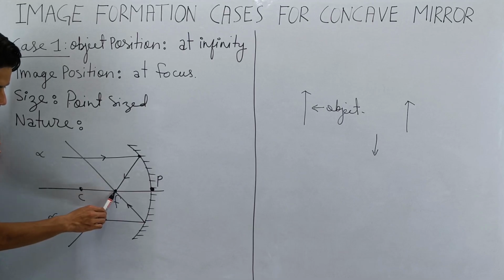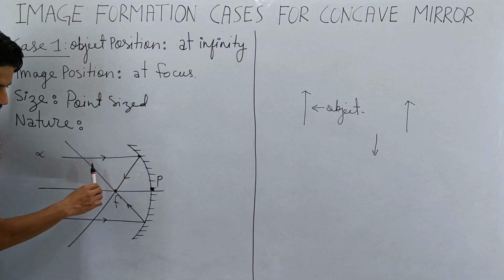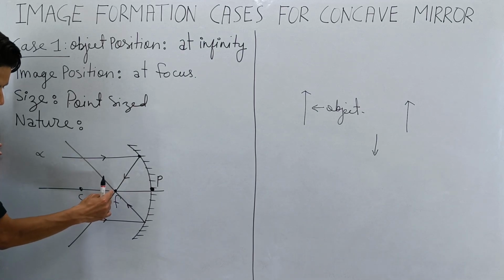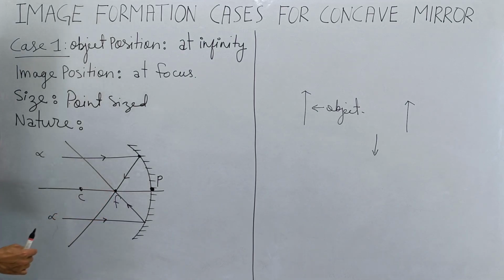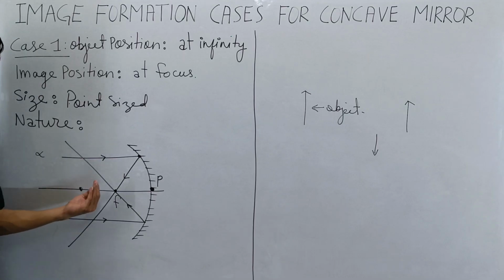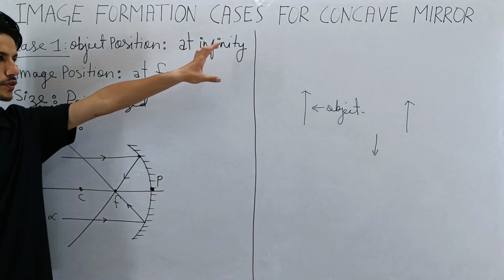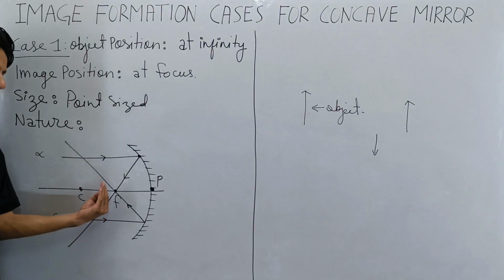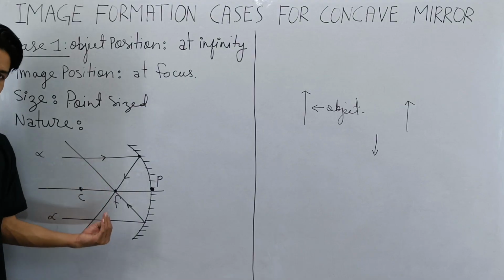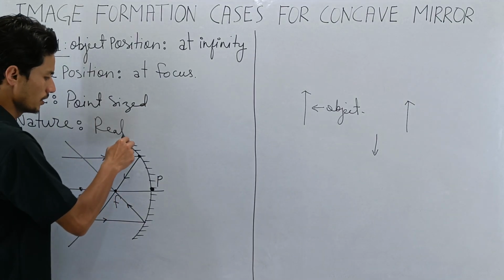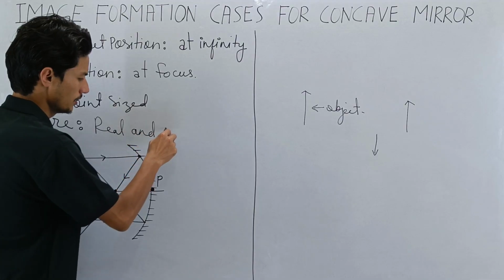The image is from here. Is this point not on the left side of the mirror? The mirror is here. Yes, this point is on the left side of the mirror. So the image is formed on the same side where we have kept the object. Such images with respect to mirrors are called real images. So the image will be real. Then remember that if it is real, then it will always be inverted. So it will be real and inverted.